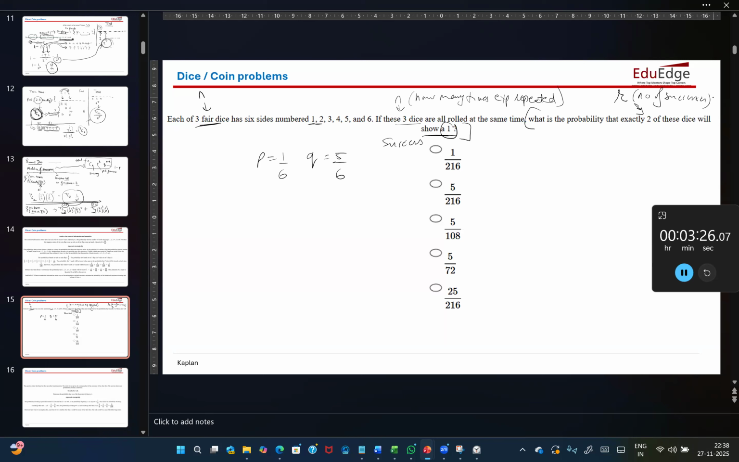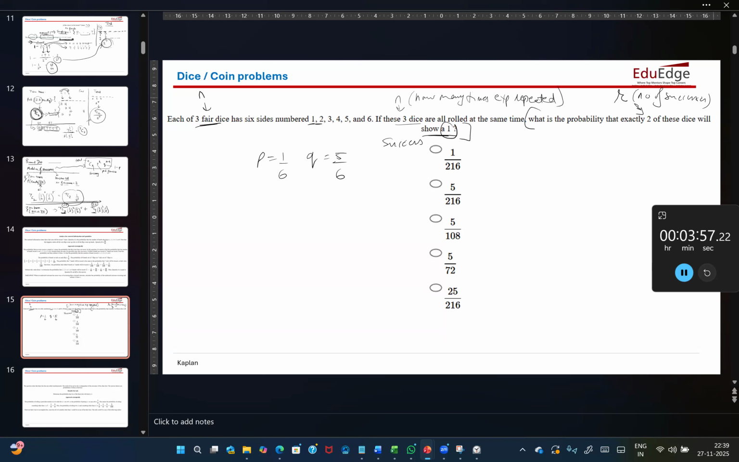If I find the number of these things that can come up, 6 into 5 into 4. It's clearly wrong, no? What are you doing? No, I'm saying in the other method. See, the first method we got 5 by 72. The other method, how will you solve this? So each of 3 fair dice has 1 to 6, and 3 are thrown at the same time.